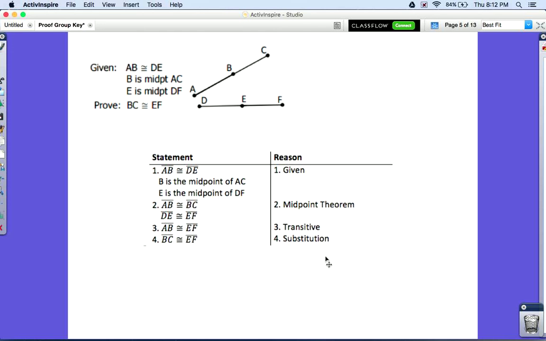And that's it. So probably the most difficult part of this proof is going from midpoint to these statements, and then realizing that you can use transitive property to go from AB to ED, and then from ED to EF. And that's it.